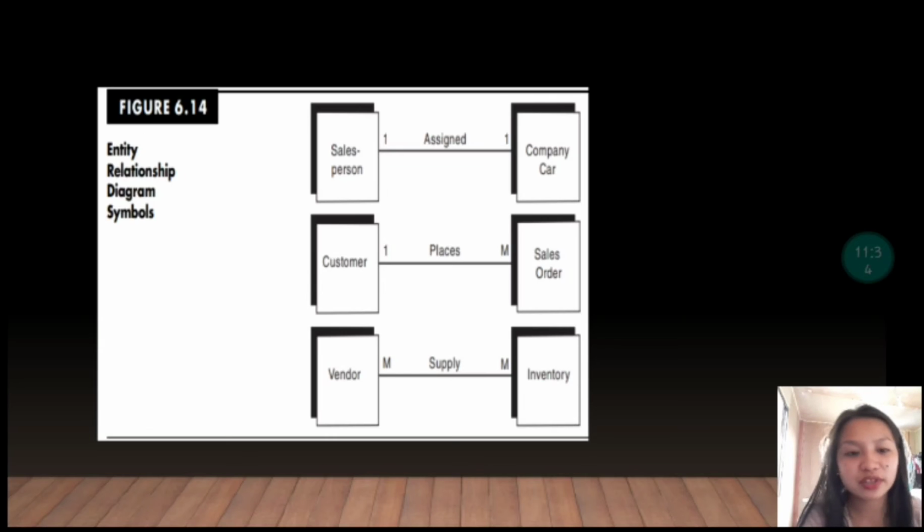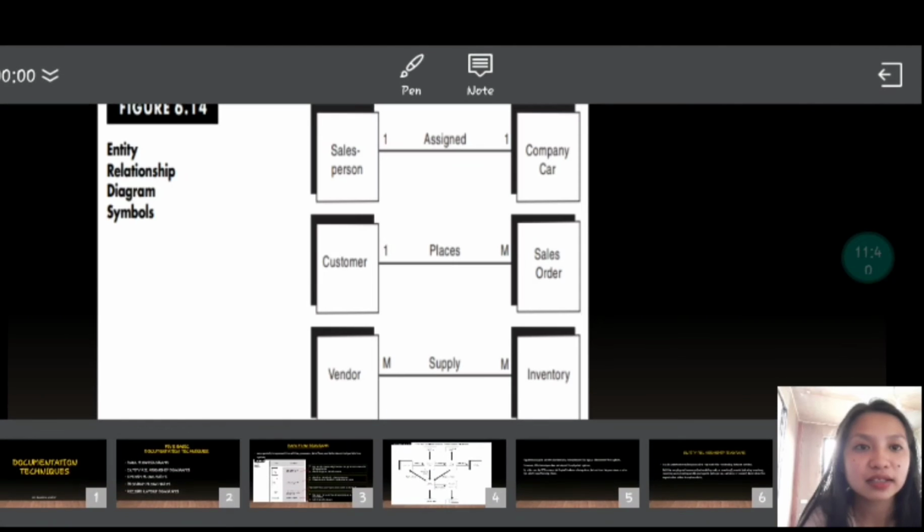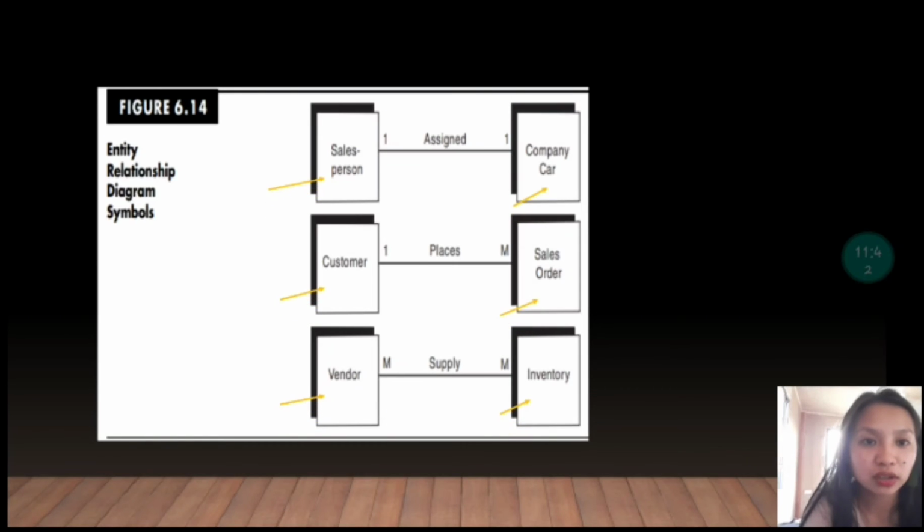So first, we have the square symbol, labeled as salesperson, the customer, the vendor, the company car, sales order, and inventories. As you can see, there are physical sources: the company car, the inventory, and also the sales order. And we have also events: inventory, yes, sales order, yes. And we also have agents: the customer, the vendor, the salesperson. The one in the arrow is the entities.